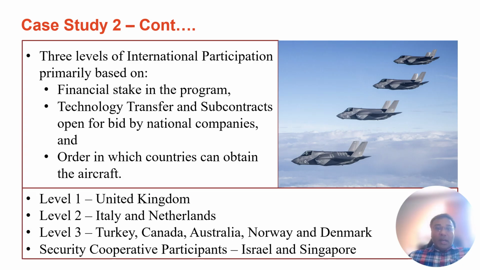So what is the tiered partner structure? Countries participate at different levels. So we have level one, in which the UK is participating with the US. Level two is Italy and the Netherlands, and at level three, Australia, Canada, Norway, Denmark, and Turkey are engaging with the US to procure the different technologies and capability. Each level determines financial stake, technology transfer rights, and priority in aircraft delivery.